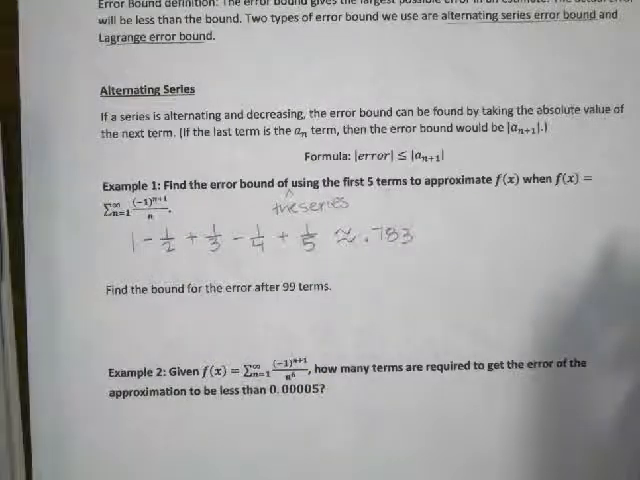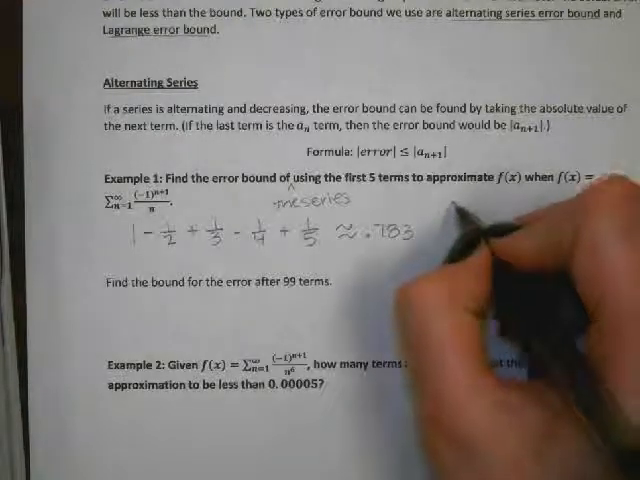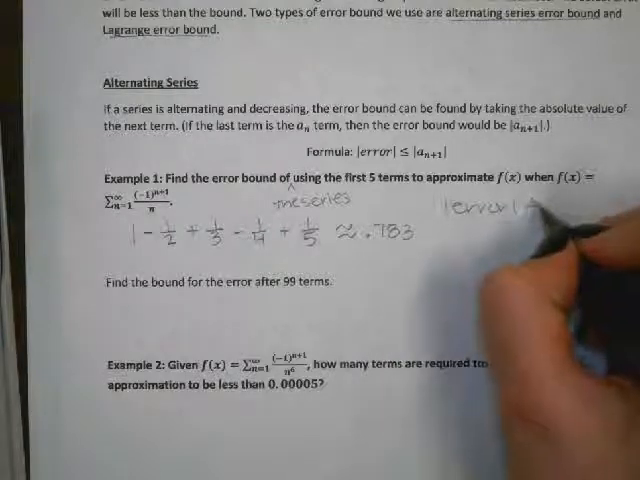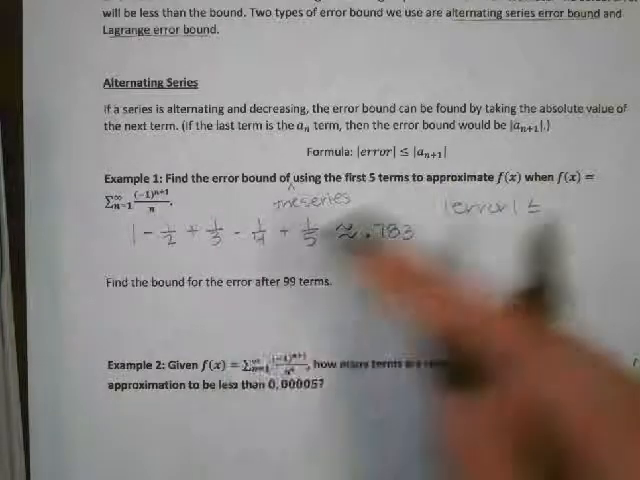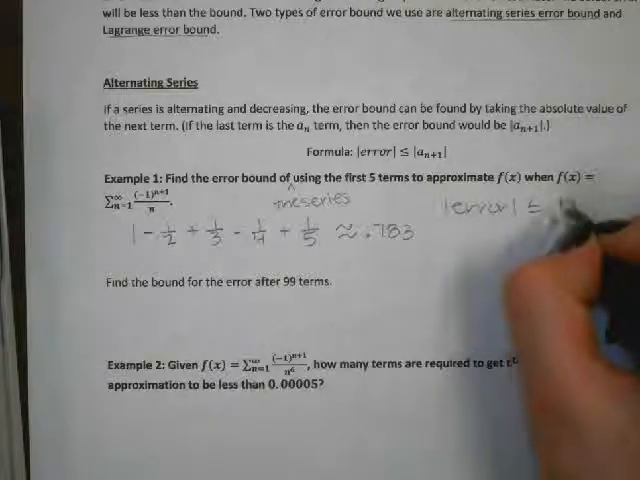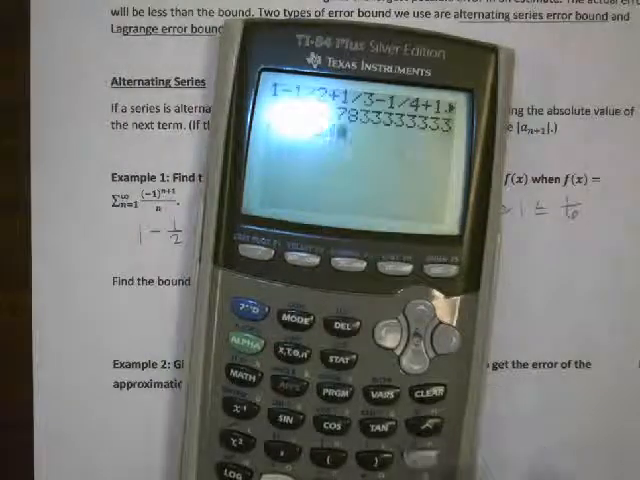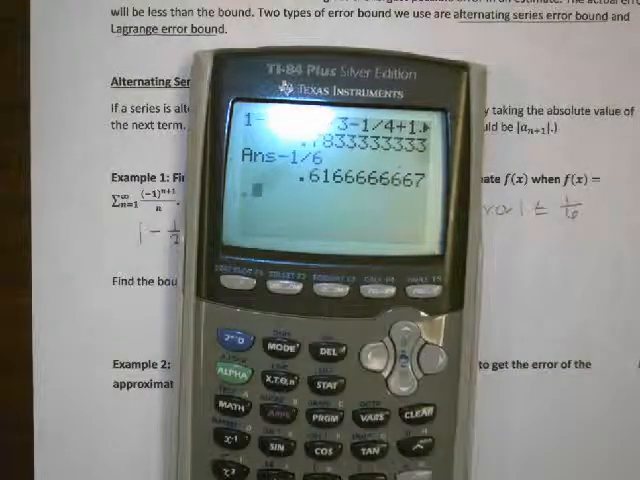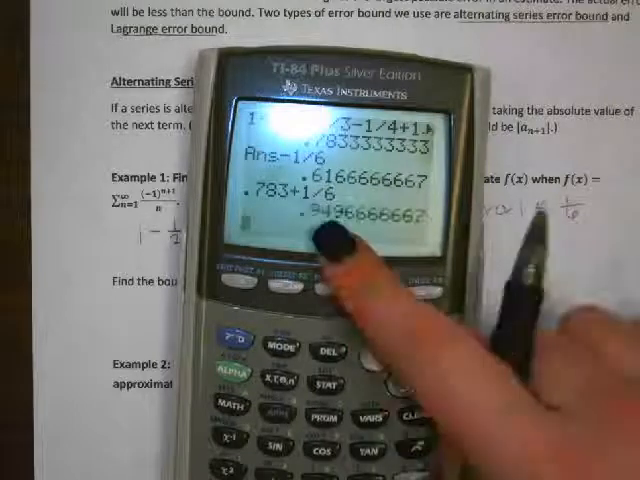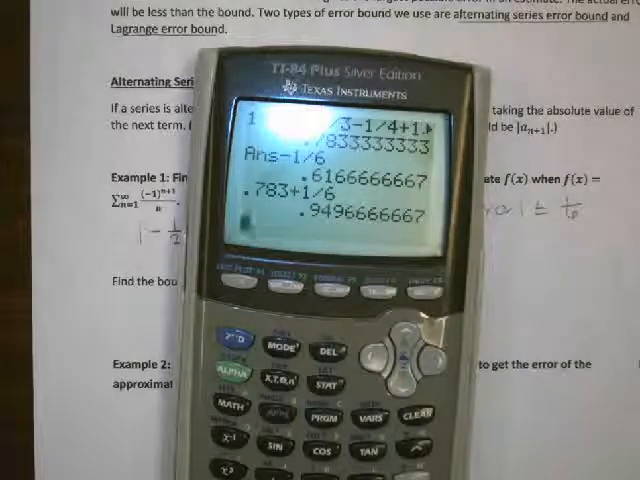All right, and then if I wanted to see how far off my answer could possibly be, I would calculate the error bound. So I would say that error is less than or equal to the absolute value of the 6th term. I know that the 6th term would have been negative 1/6. The absolute value of that is positive 1/6, and so that's how far off this decimal could be. So 1/6 below that decimal, the actual answer could have been as low as 0.617, or it could be 0.783 plus 1/6. The highest the answer could be would be 0.950. So the actual answer for the function would have been somewhere in between there.